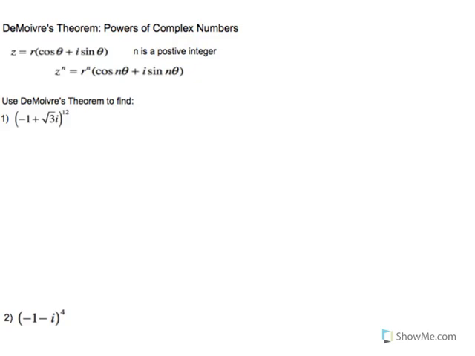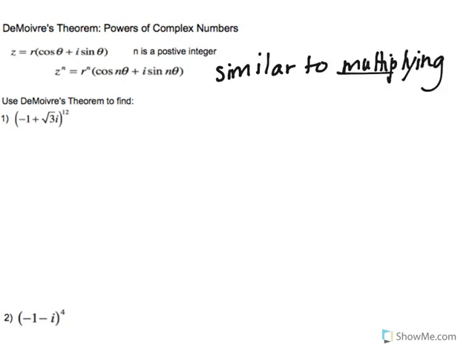DeMoivre's theorem is going to feel similar to multiplying complex numbers. Just like any other power rule or exponent type deal, you are going to do the same kinds of things you would do with multiplying. But you're doing multiplying over and over again. So it's important, if we're going to do this, to have our complex number in polar form. So we're going to do that first.